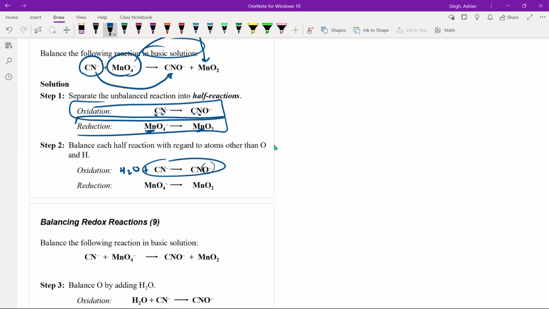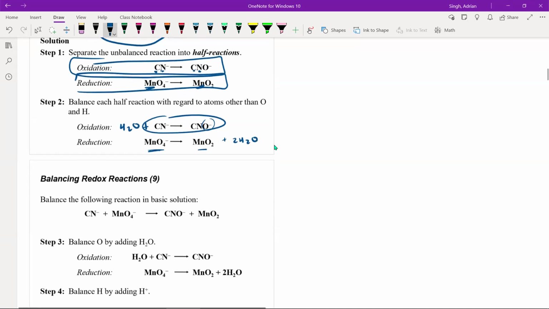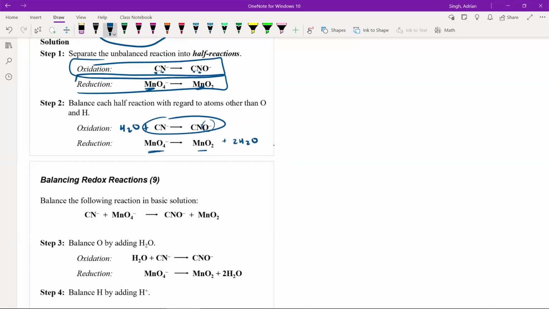Here we have 4 O's on the left side. We have 2 O's on the right, so we need to add 2 more H2O's to balance the O's on either side. And the next thing we need to do then is to balance our H's by adding H pluses to the side opposite to where we added the H2O. So you have two H's there. We need to add 2 H pluses to this side. We have 2 times 2, 4 H's on the right. We need to add 4 H pluses here on the left side.